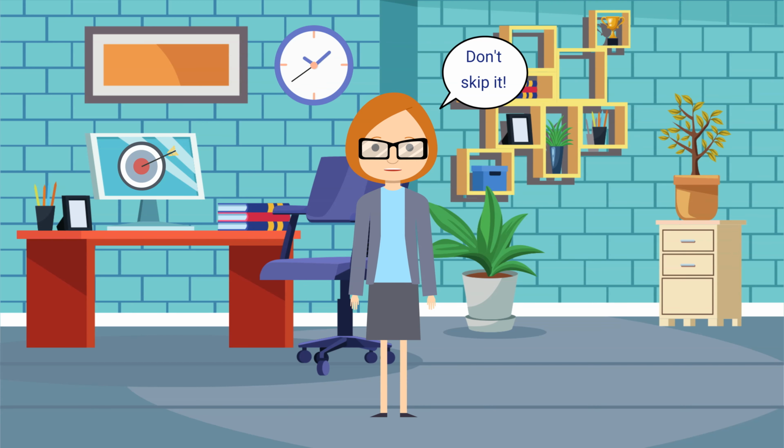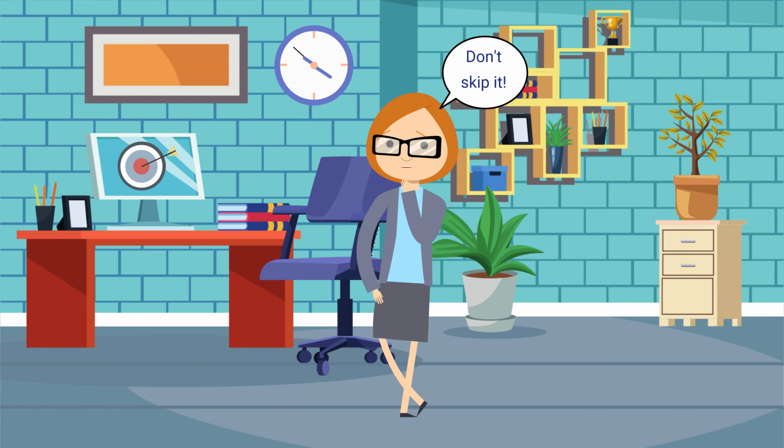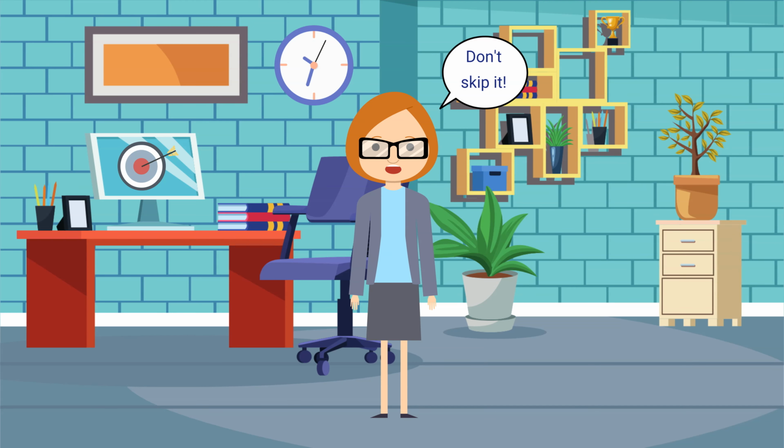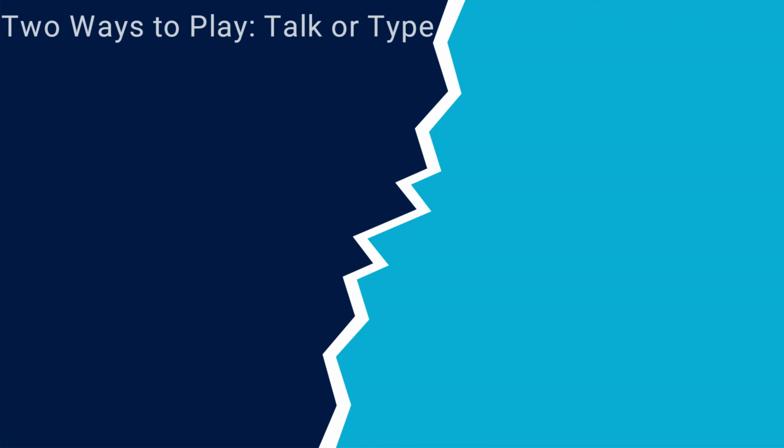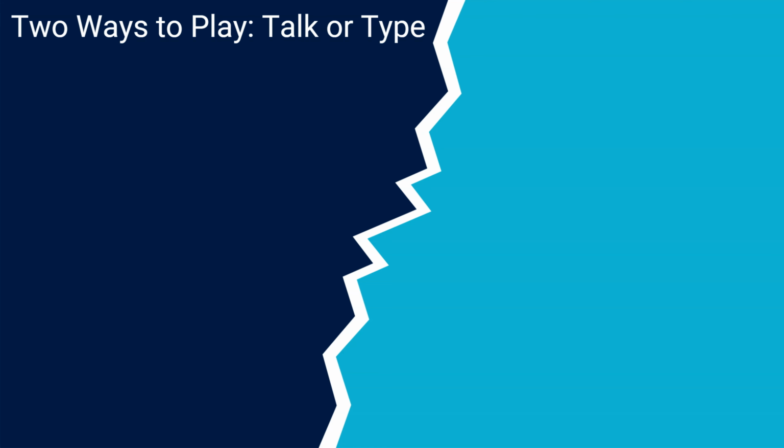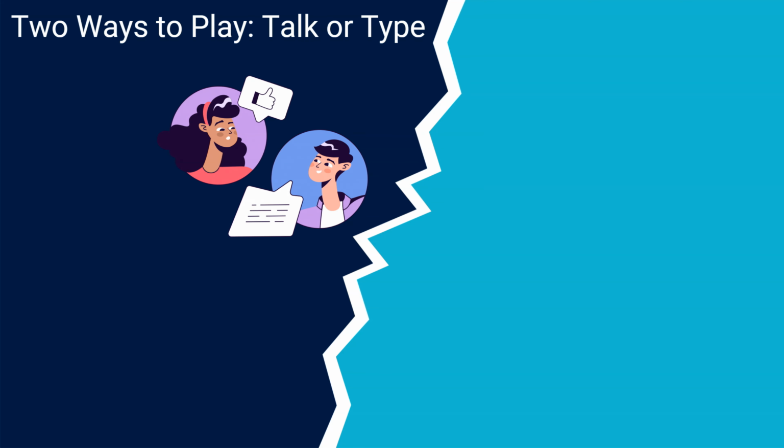Each role play has a set time, usually 3, 5, or 10 minutes, and once you hit start role play, the simulation begins. Two ways to play: talk or type. You can either speak to the AI or type your responses.